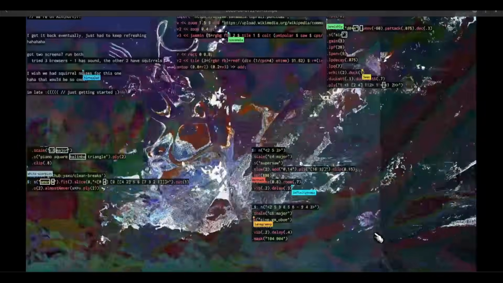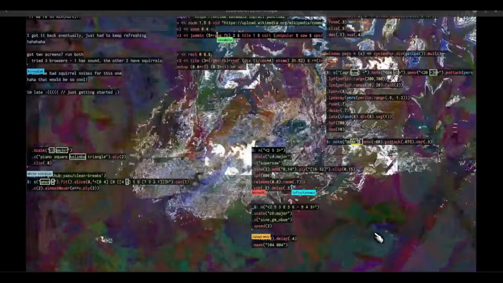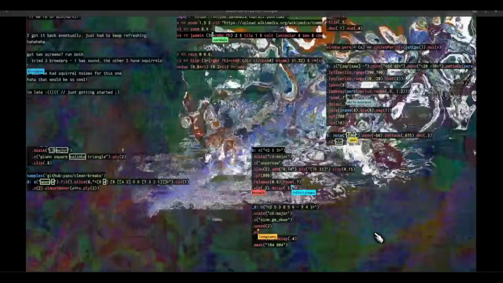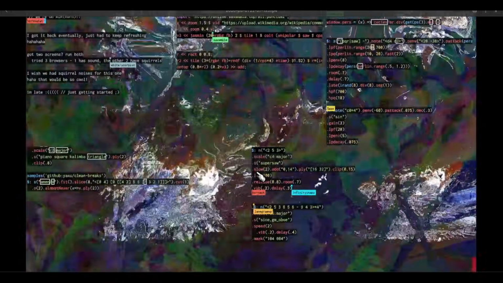This is such a jam. Wow, we are really, really cooking. I hear so many different time scales going on at once. This is, I think, the slowest thing happening.